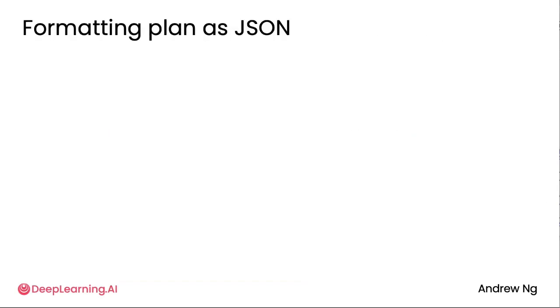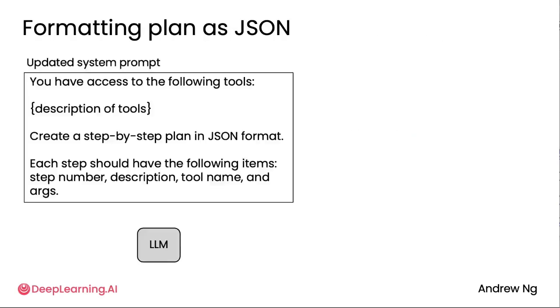It turns out that many developers will ask an LLM to format the plan it wants executed in JSON format, because this allows downstream code to parse what exactly are the steps of the plan in a relatively clear and unambiguous way.